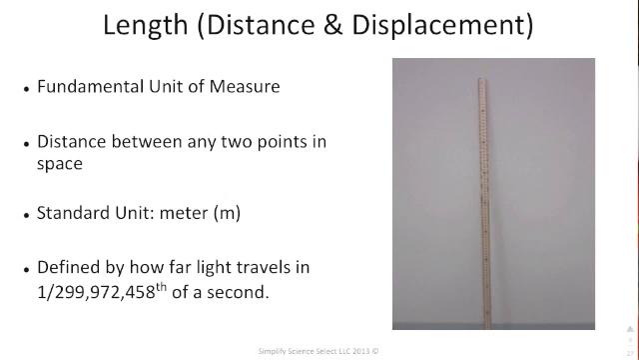Okay, let's look at different forms of measurement. The first one is length. We also call this our distance or our displacement. It's the fundamental unit of measure. It's one of them. It's the distance between 2 points in space. The standard unit for it is going to be in meters. And the way we define it is by how far light travels in 1/299,792,458 of a second. And so that's how we defined length.